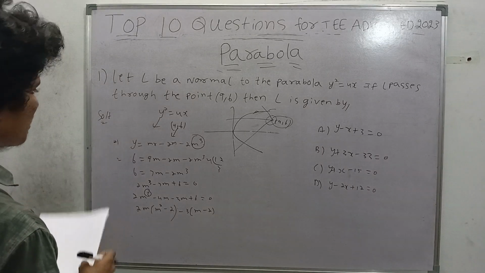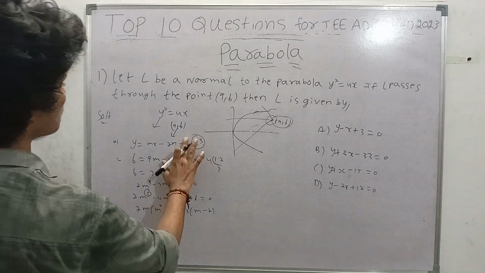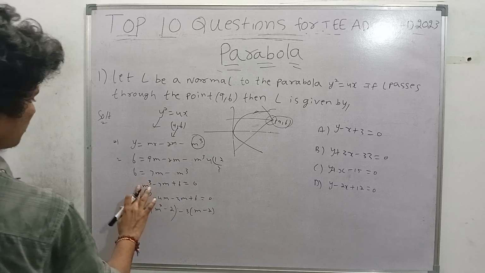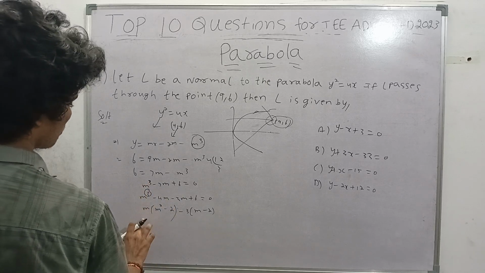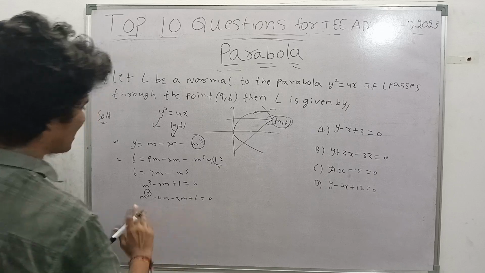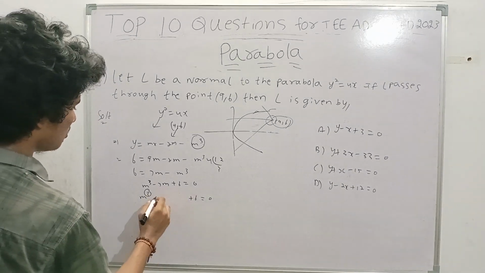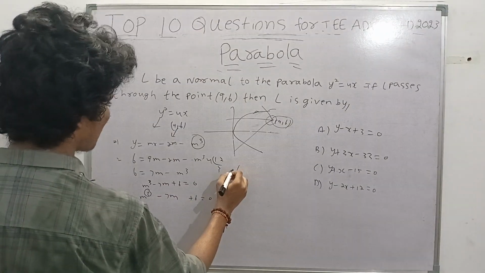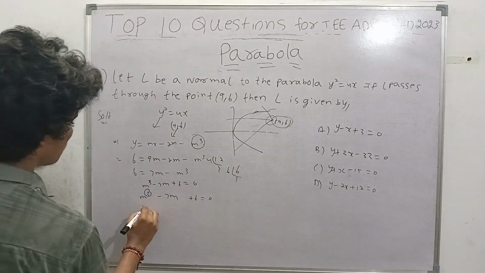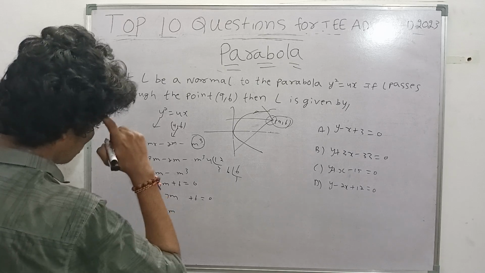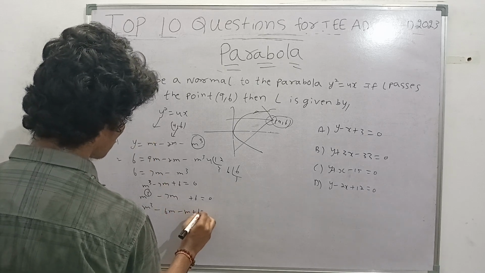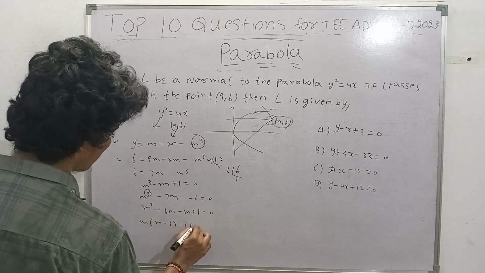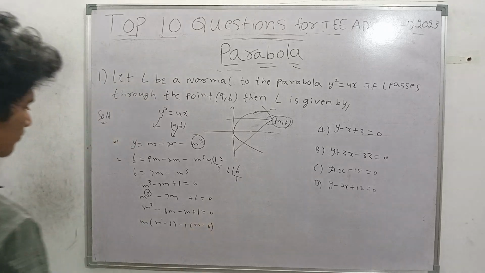y equal to mx minus 2m minus m cube. Sorry, it is not 2m cube here, it is m cube just. So it will be m cube and m cube. So it is 6 minus 7m plus 6. So m cube minus 7m plus 6. 6 can be written as 6 ones. So m cube minus 6m minus m plus 6 equal to 0. If you take common m, it will be m square minus 6, and minus 1, it will be m minus 6.